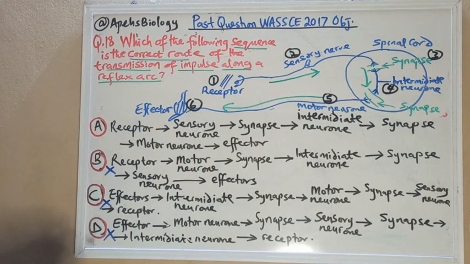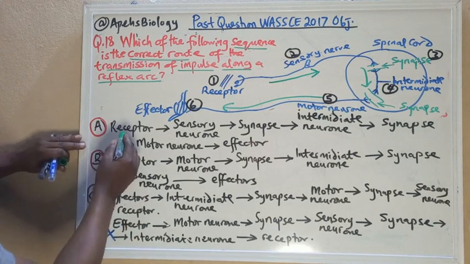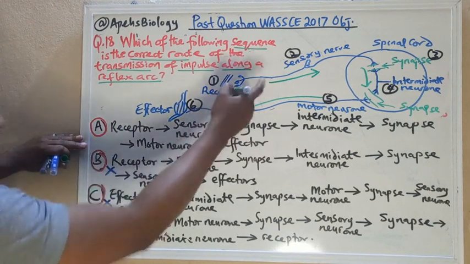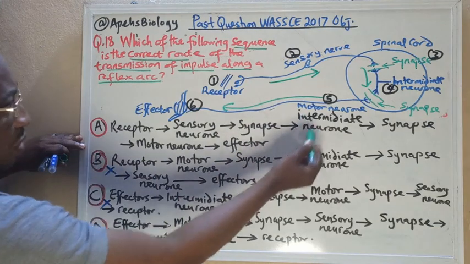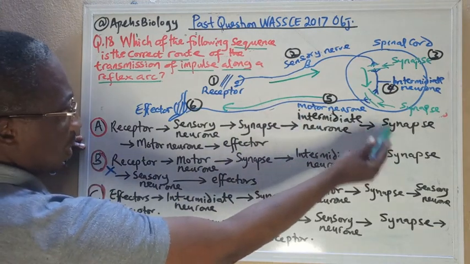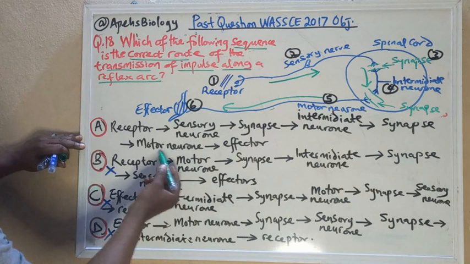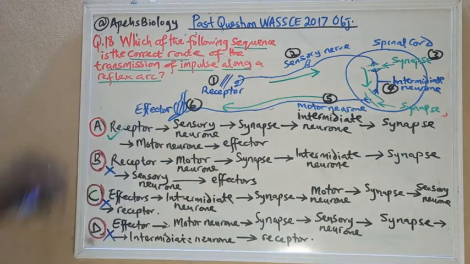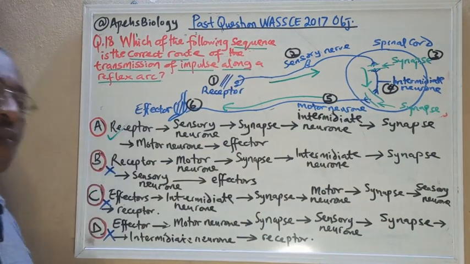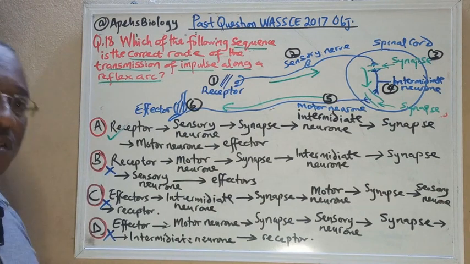Because the answer is receptor to sensory nerve as in our diagram, to synapse as number 3, to intermediate neuron, to synapse again, you can see synapse there, to motor neuron, and to effector. This is our answer. This is how to answer our past question for objective 2017.